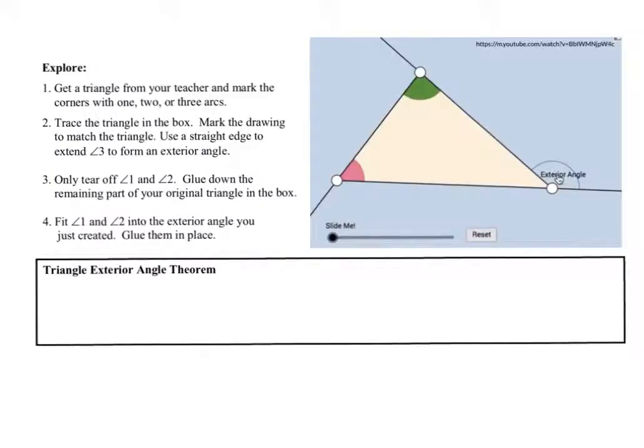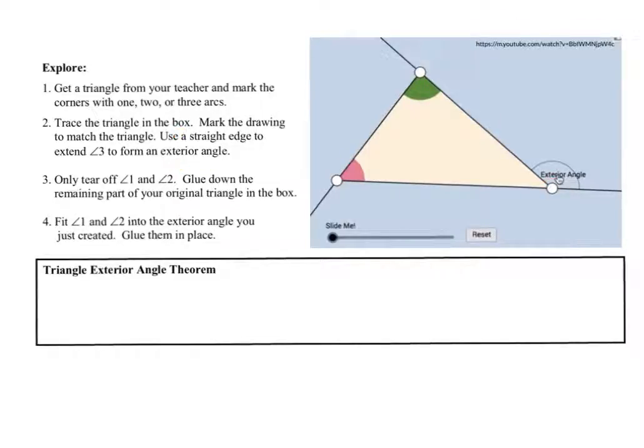Let's take a look at this exploration. On a normal day, you would get a triangle from me and would mark the corners with a 1, 2, or 3. So this could be angle 1, this could be angle 2, and this would be angle 3. So trace the triangle in the box. This is already going to be here for us.